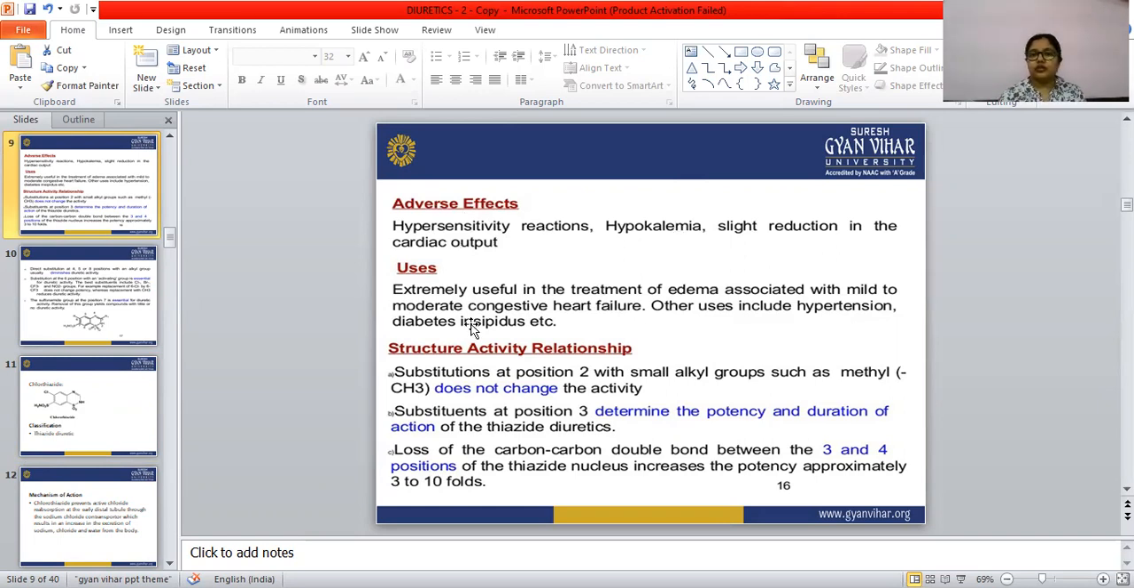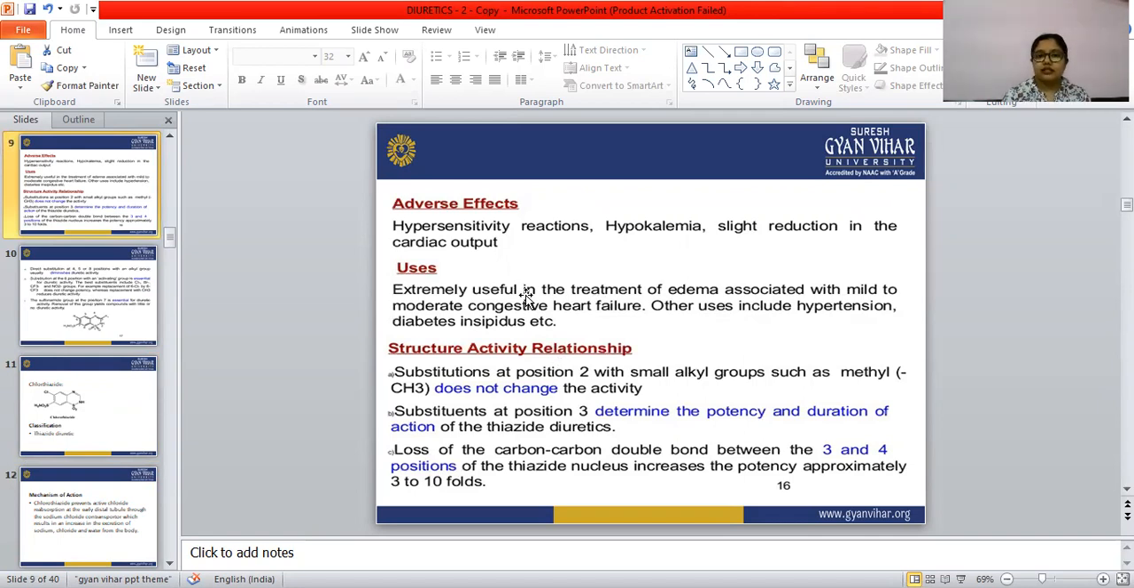Let's see the uses of the thiazide drugs. This thiazide drug is extremely useful in the treatment of edema associated with mild to moderate congestive heart failure. So we are using thiazide diuretics in the treatment of edema that is associated with CHF, congestive heart failure. Other uses include hypertension and diabetes insipidus. It is also used in the treatment of hypertension.